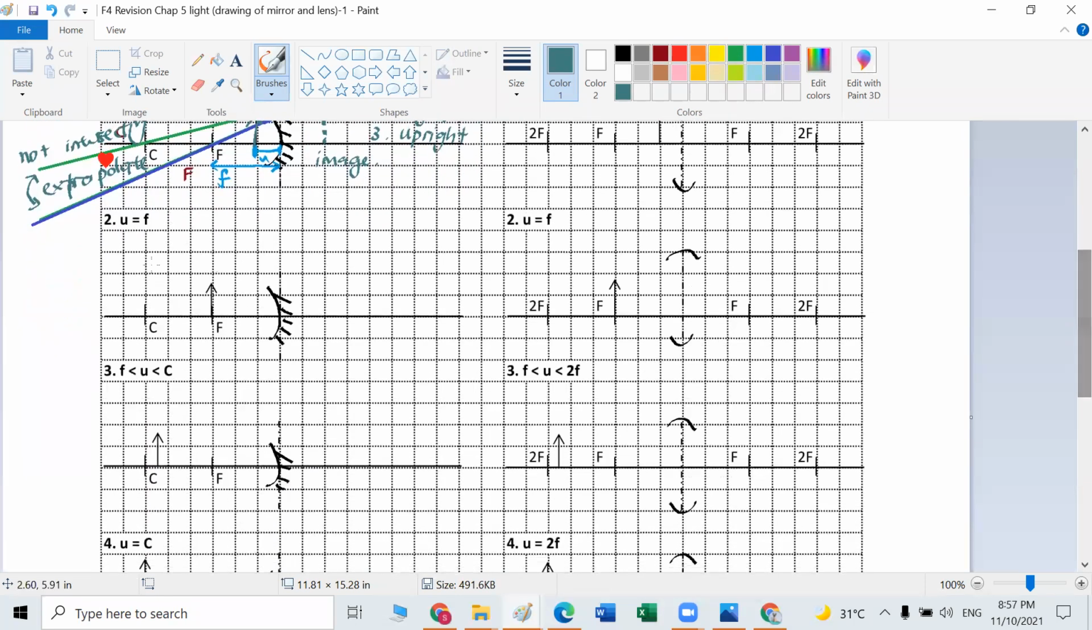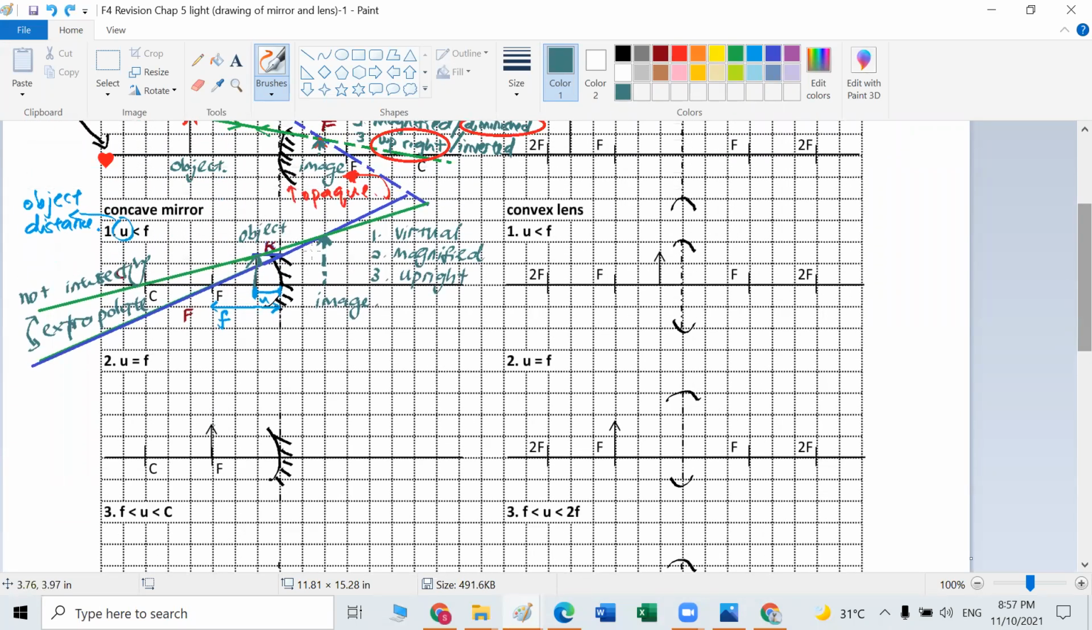Now, number 2, U equals to F. So the object is directly on the F. You can see, so you trace it on the line. You can see the arrow. I purposely draw 1.5 grids so that when you compare, you can see the size. Obviously, this is 2 grids and 2 grids, more than 2 grids. So this is 1.5 only. So you can see the size, magnify or diminish.